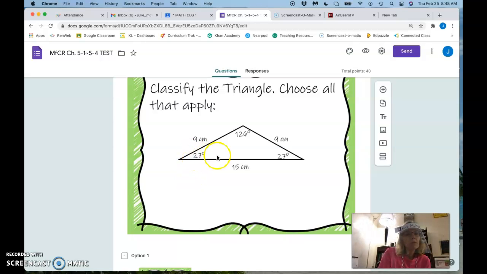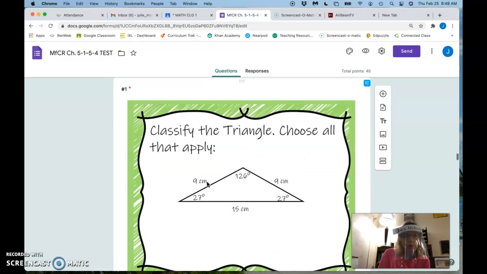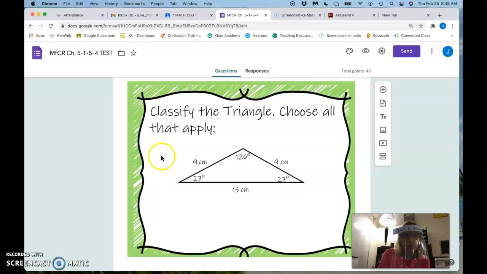Because do you see the 27, 27? Oh, yeah. Two angles are the same. So when two angles are the same, it's isosceles. That makes sense. Okay? Or sometimes they will just give you the side measurement, but because two of the sides are the same, then it's isosceles. Okay? Good. So that's it. That was a freebie. That was number 1 in that section on the test.